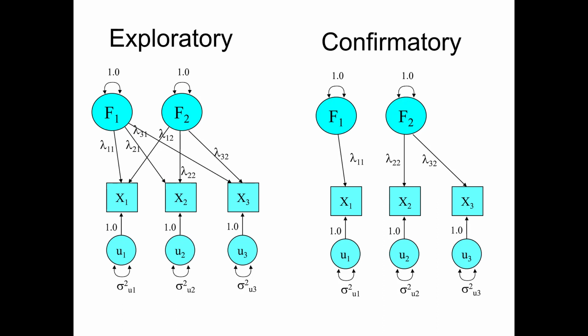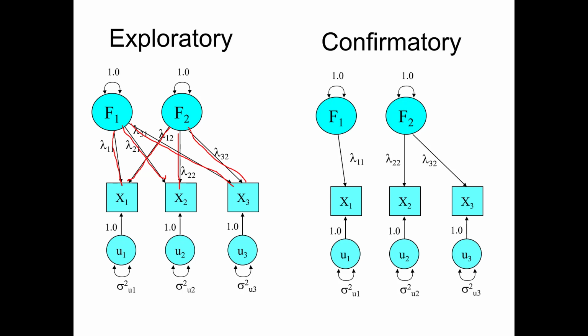So exploratory is when we're starting from scratch. We've got this measure. We don't know what factors make up this measure. We're basically going to say that each factor is indicated by each and every variable. So in this situation, factor 1 is related to all of the variables, factor 2 is related to all of the variables. And what we want to see is how much each variable loads on each factor.